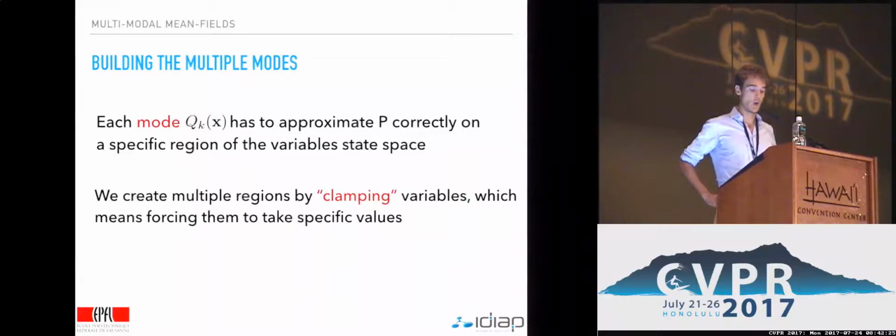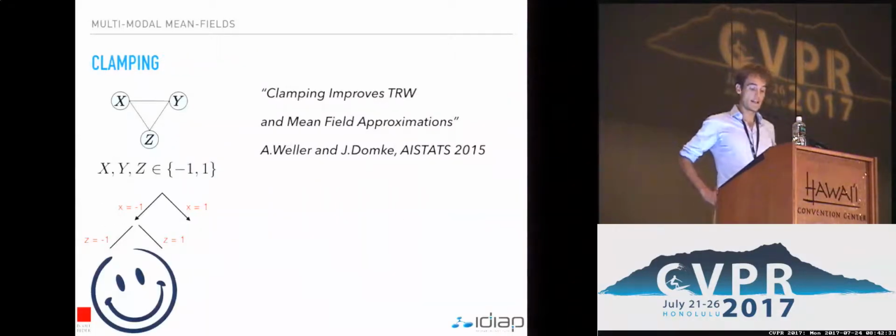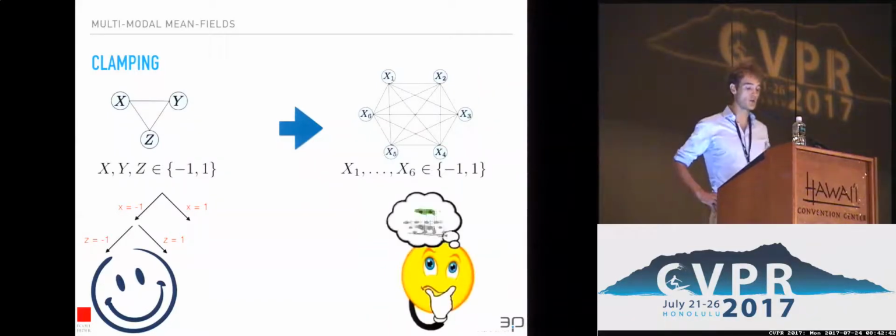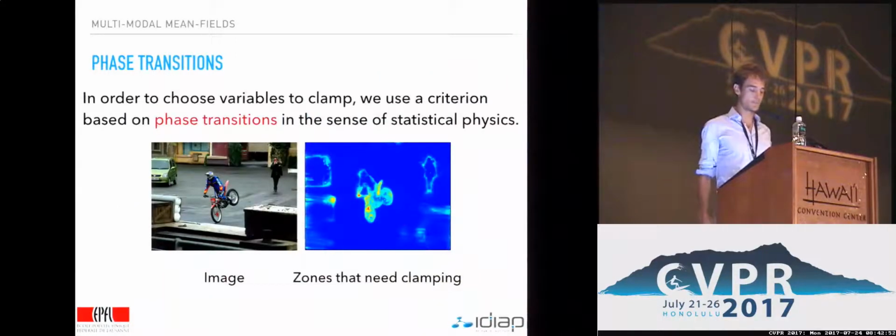These regions are created via clamping, which means forcing variables to take specific values. The idea of clamping had been introduced before us. However, it was only practical for small conditional random fields of less than 100 variables. In order to apply our method to larger problems, such as the one envisioned, we had to introduce a technique called Cardinality-Based clamping, which lets us act on large groups of variables.